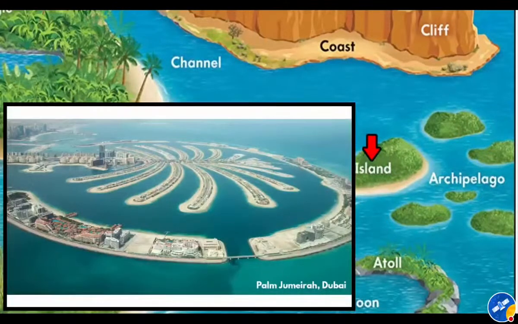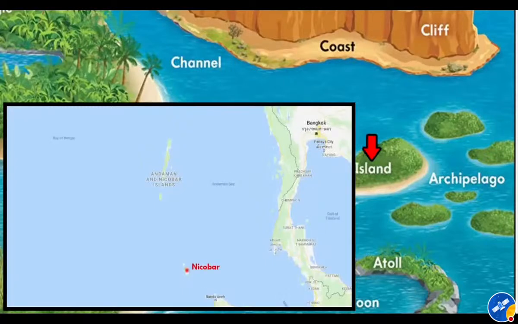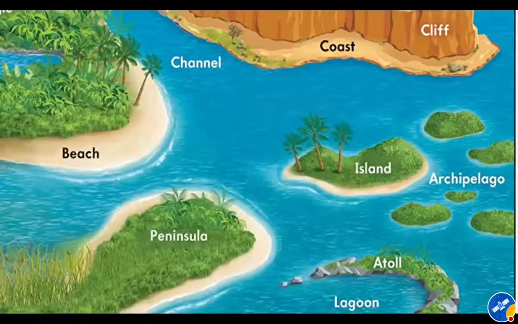Another one is the famous Palm Jumeirah. It is an artificial island in Dubai, UAE, which is made in the shape of a palm tree. In India, the Andaman and Nicobar Islands are of volcanic origin.